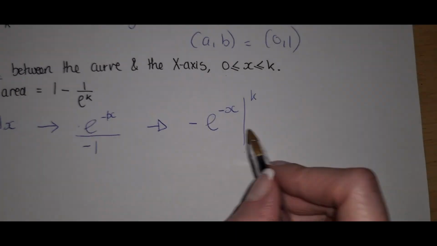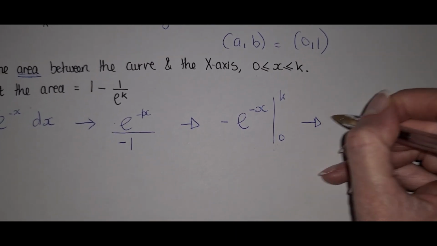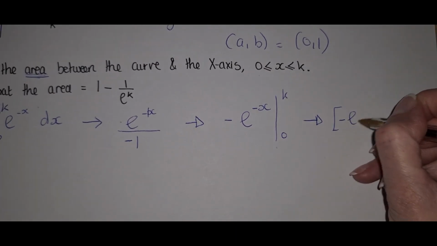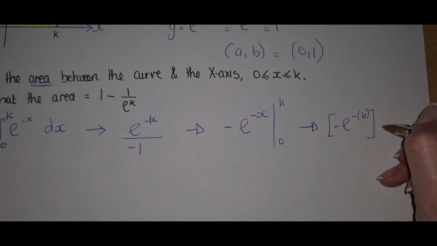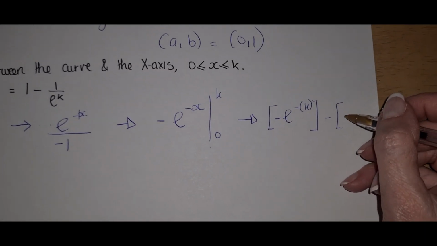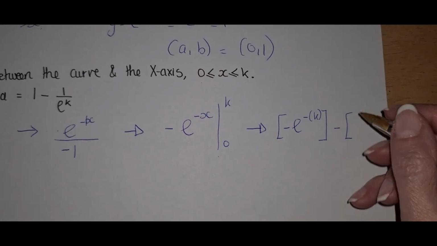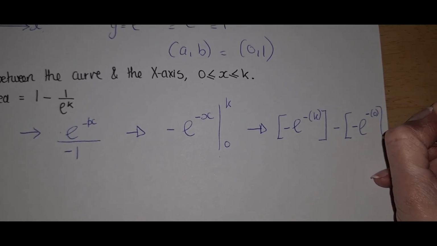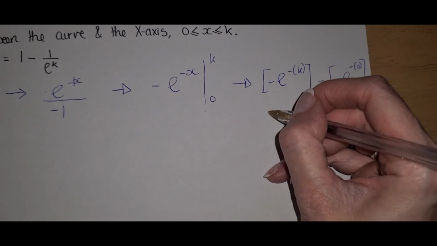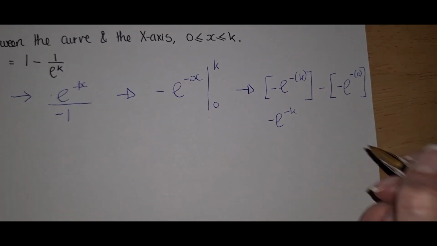So I am now going to work that out. Sub in the upper, so it's going to be minus e to the power of minus k. That's my upper interval. Take away, sub in the lower interval. So I'm subbing in 0 into that function. So it's going to be minus e to the power of minus 0. Close the bracket. Tidying that up, it's just going to be minus e to the power of minus k.